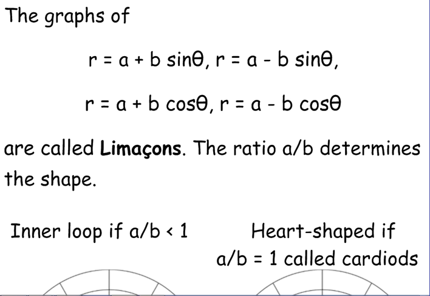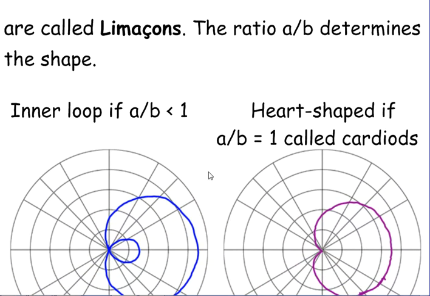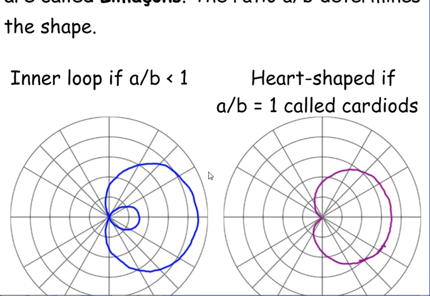The ratio of A over B determines their shape. So if A over B is less than 1, that's what just happened right here. A is the first constant, B is the constant with the trig function, so 1 over 2, that's less than 1, so that's when we end up with an inner loop. If A over B is equal to 1, that was the first example we looked at. It's kind of heart-shaped. They have a specific name, they're called cardioids, because they're heart-shaped.